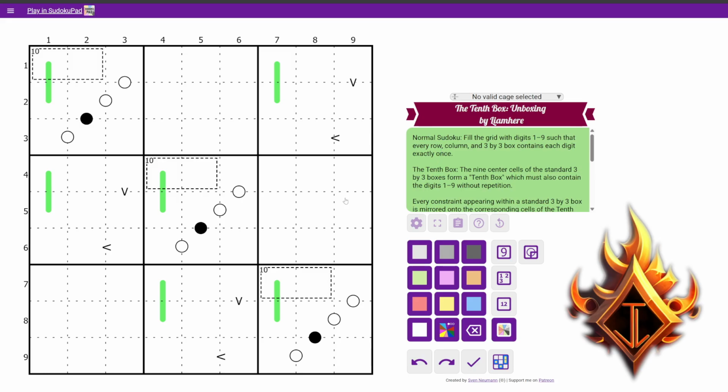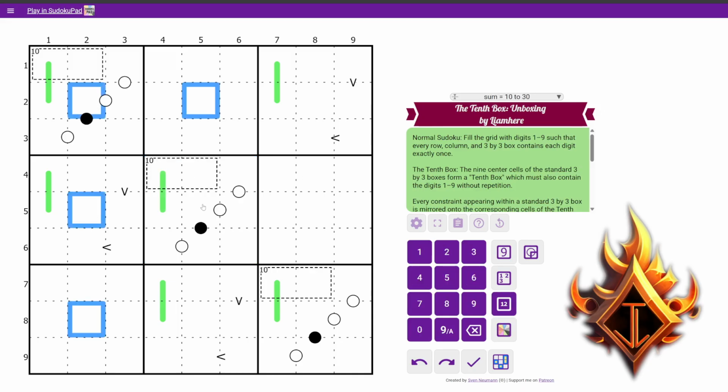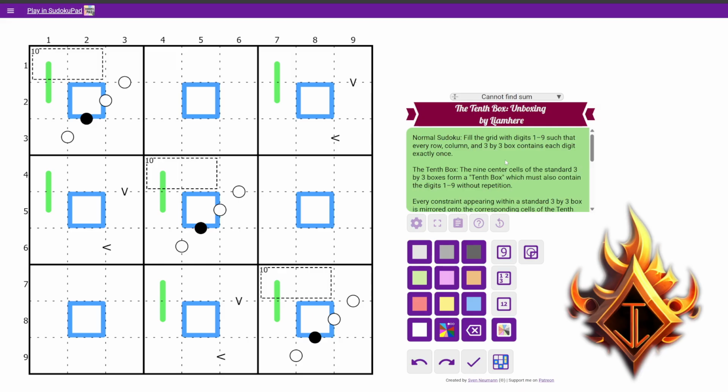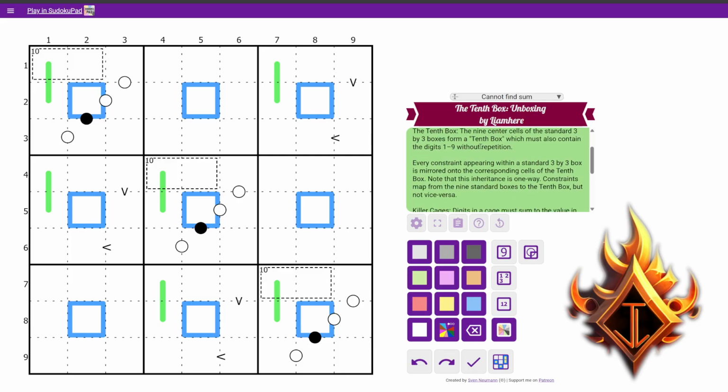The 9 center cells of these standard 3 by 3 boxes form a 10th box, which must also contain the digits 1 to 9 without repetition. What? Oh, these are a 10th box. Okay, gotcha. So this 10th box will also have 1 to 9 without repetition.